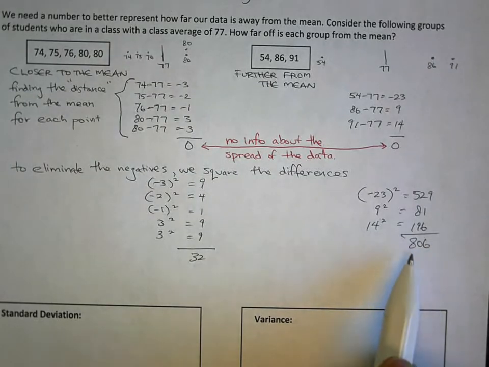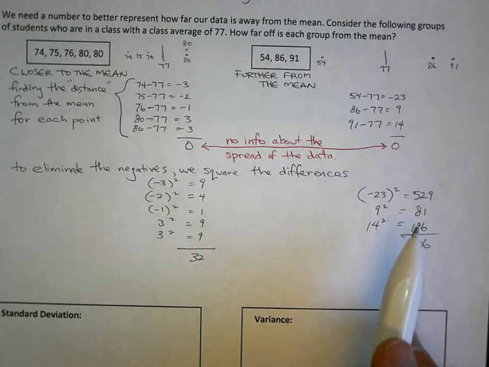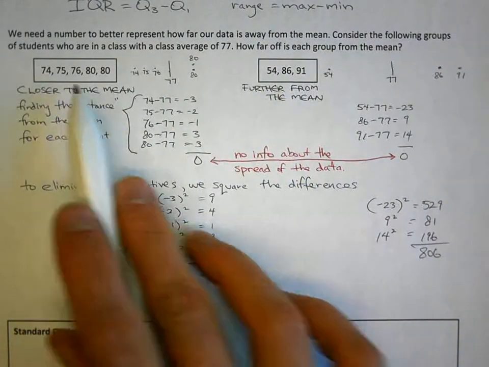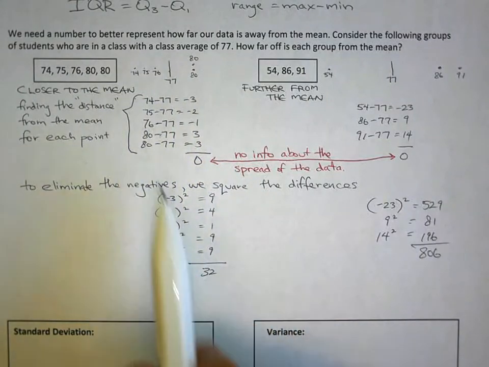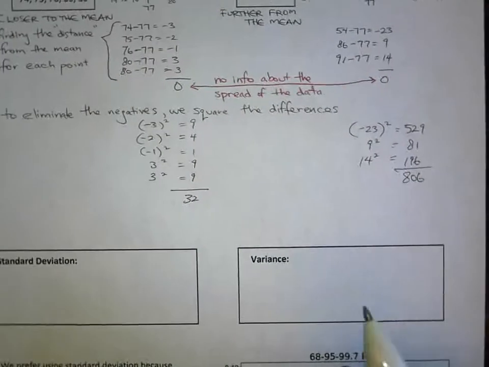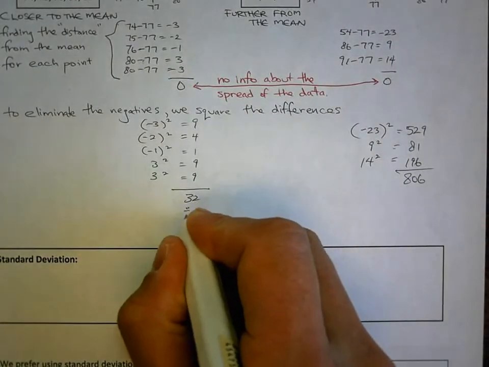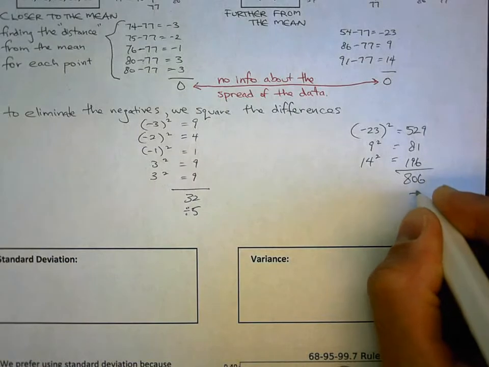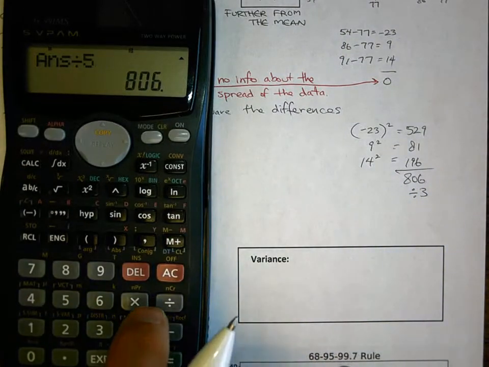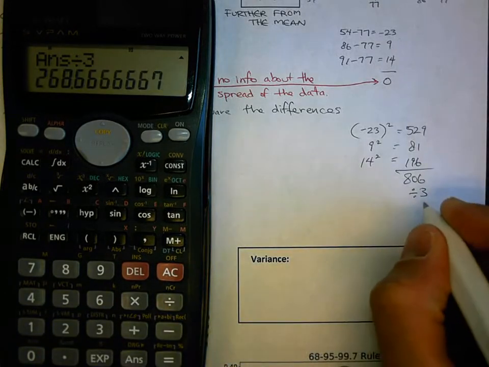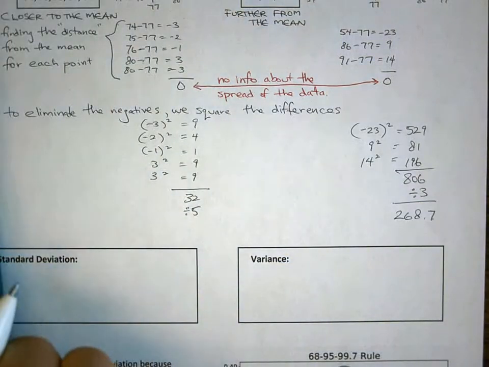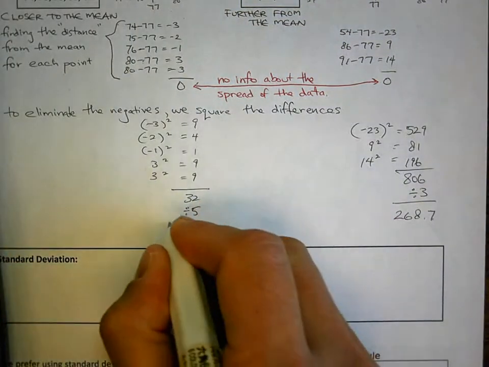Now the only issue here is you might be saying, well, this isn't really fair to compare these 2 data sets because there's only 3 points here and there's 5 points here. Like it's not fair that you're comparing this number when they're not the same size data set, which is true. So you should actually divide by the number of data points. So here is 5, here is 3. So 806 divided by 3 is 268.7, and over here I have 32 divided by 5, which is 6.4.